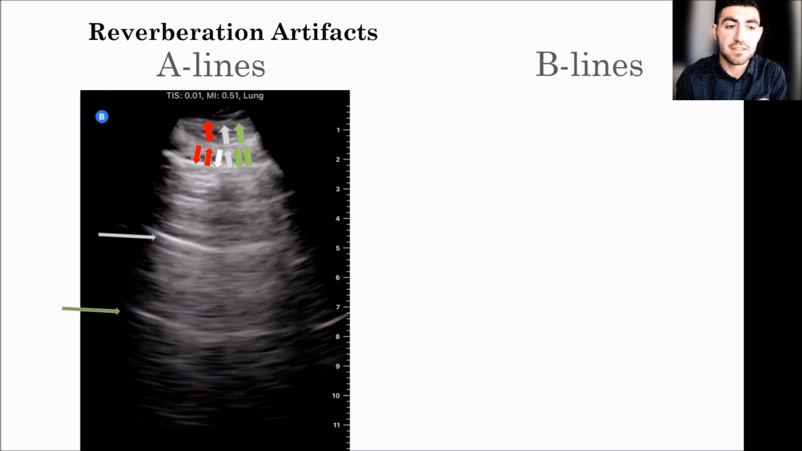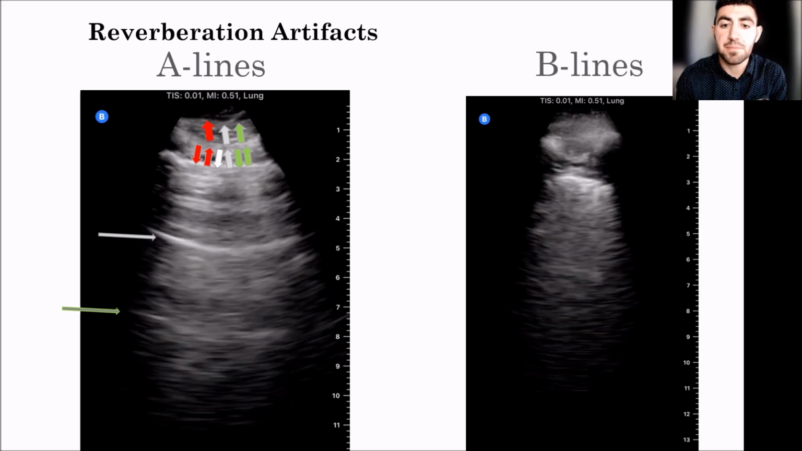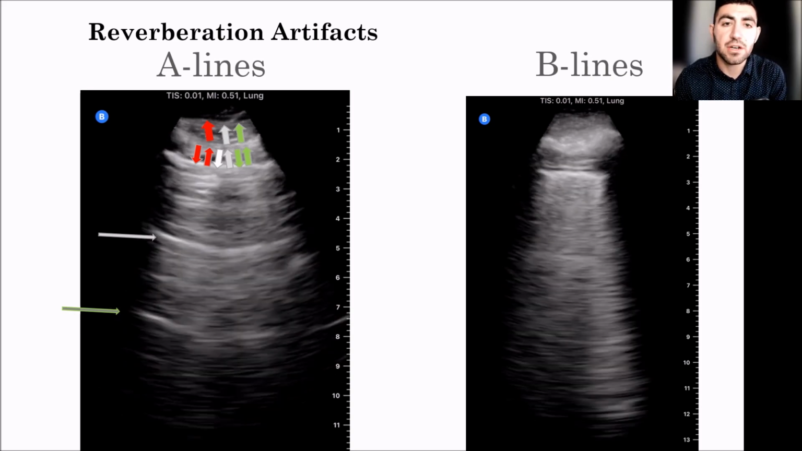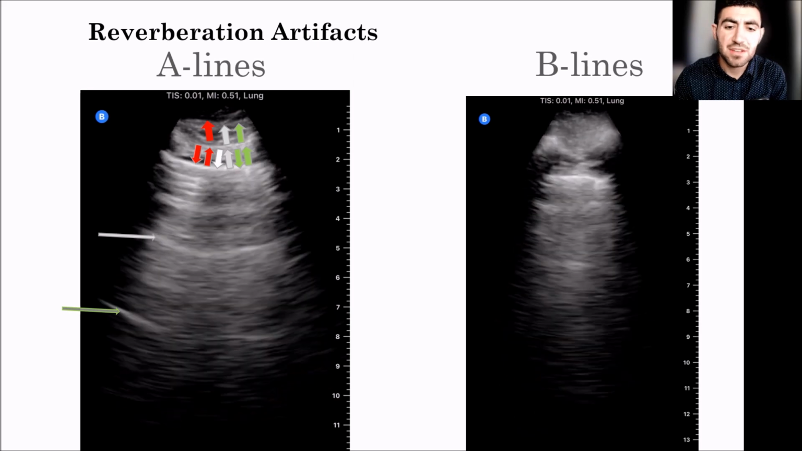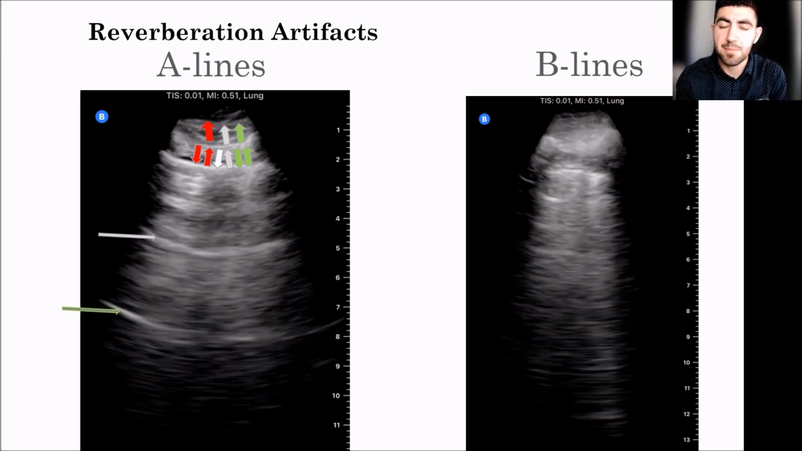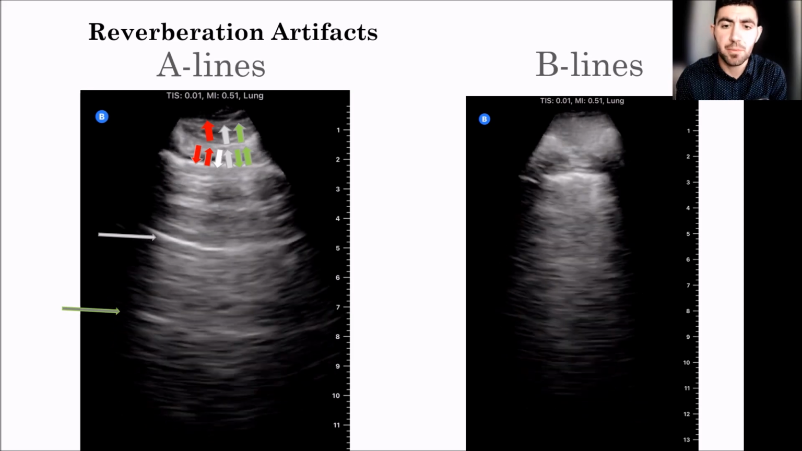Now, let's contrast that with B lines. So B lines represent some change in air to fluid index within the lung. So instead of being completely air-filled, there's some fluid in the lung. So that could happen in an infection, it could happen in pulmonary edema.